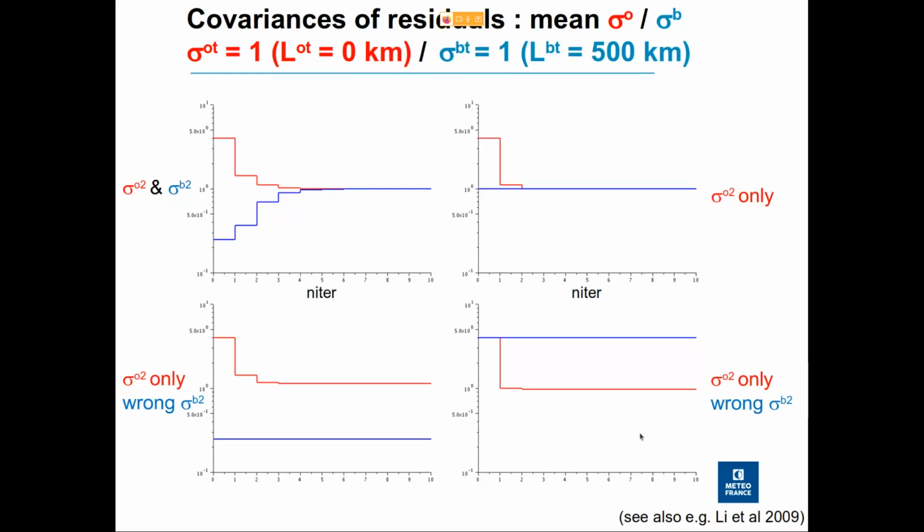Moreover, the bottom panels indicate that even if we use suboptimal sigma B's, either underestimated or overestimated, and if we only adjust the sigma O's, it is still possible to get the optimal values of sigma O's to a large extent. So this kind of simple illustration has been further studied also in other papers like Lee et al. 2009 in other configurations.